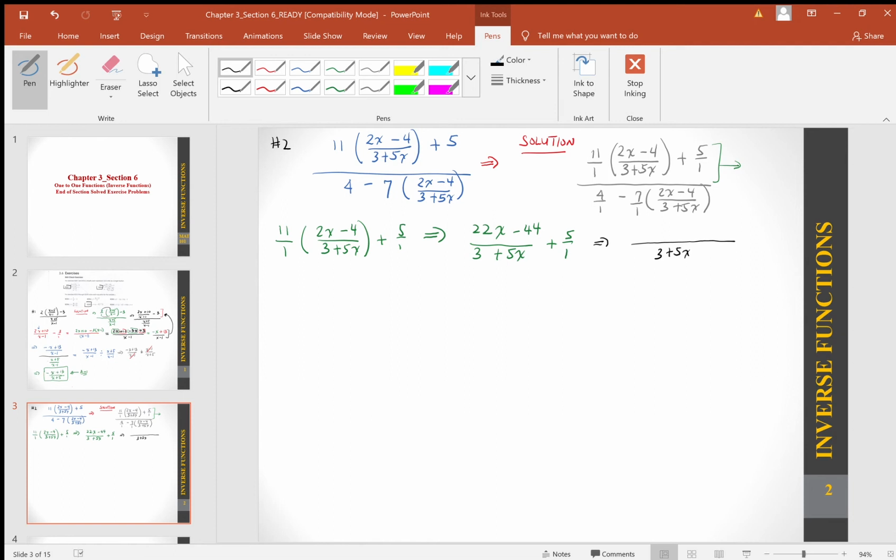When I do that, I'm going to get 22x minus 44 plus 5 into (3 plus 5x), and when I expand and do the math, I'm going to get (47x minus 29) divided by (3 plus 5x). And again, this is the numerator.